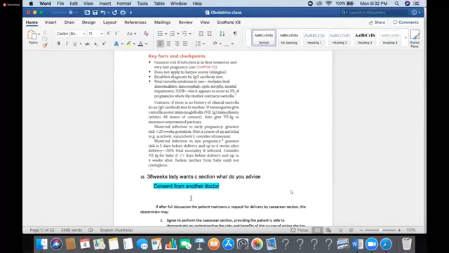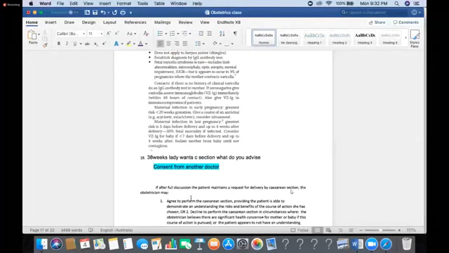Next, a 38 weeks lady wants a C-section. What do you advise? If a primigravida comes to you and asks for a C-section, what do you do? First, you will try to explain that C-section is not always recommended. It is always better to go for a normal delivery. A C-section is only done when you are having some problems or the baby is having some problems. So without any problems, we never recommend C-section.